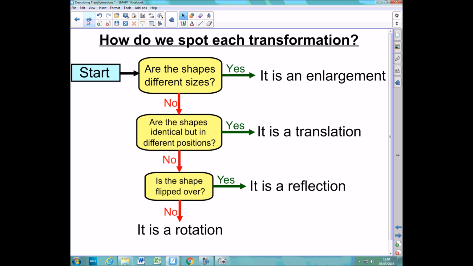Now, another way of remembering this is: is the question worth 2 marks? If the question is worth 2 marks, then it's a reflection. If it is worth 3 marks, it's a rotation. And we'll go through in a moment why it is that reflections are only worth 2 marks, whereas rotations are worth 3.